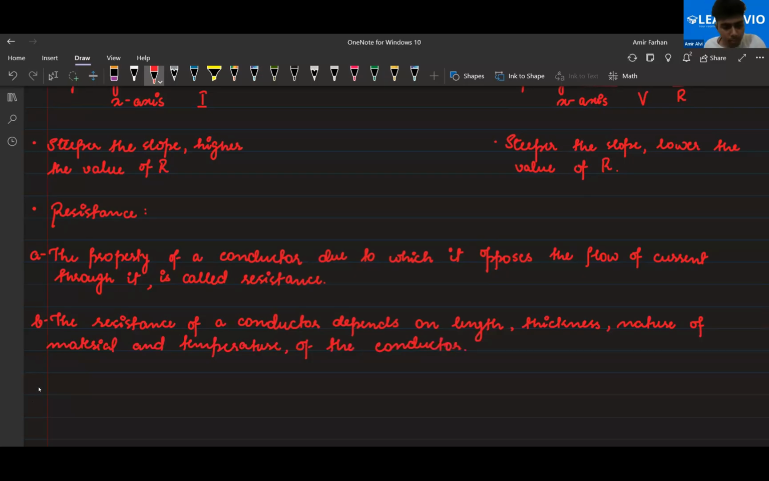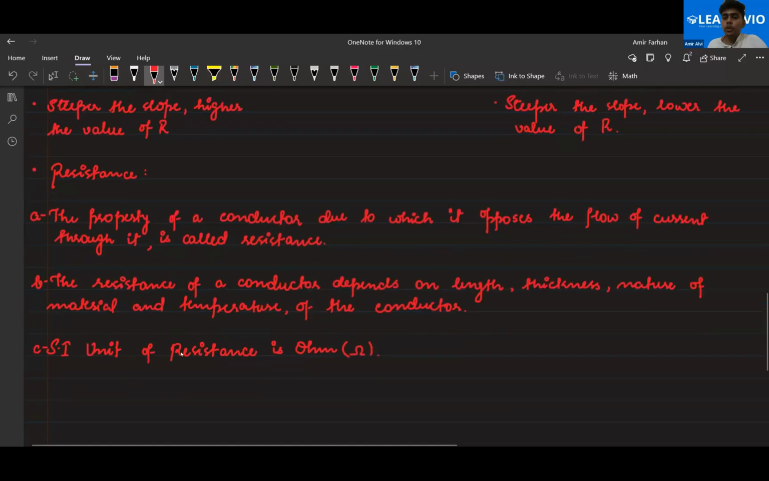Okay. Next point about the resistance is that the SI unit of resistance is ohms. It is named after the scientist who gave Ohm's law, so that's why the unit is named ohms. Please do let me know if it's clear to you. And it is denoted by omega. So this is the omega sign to denote ohms.